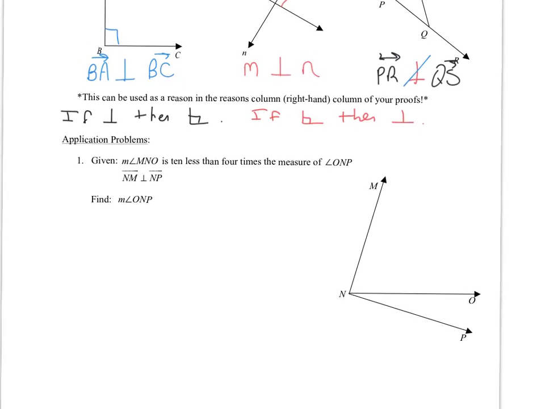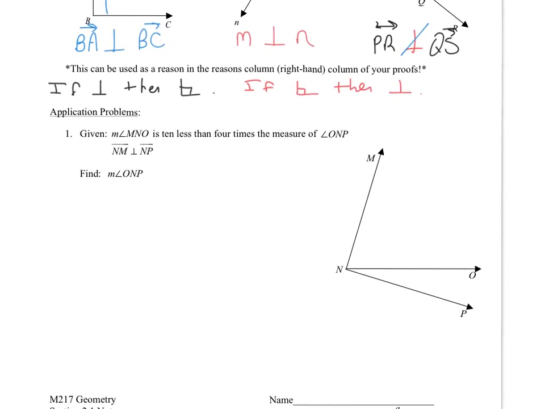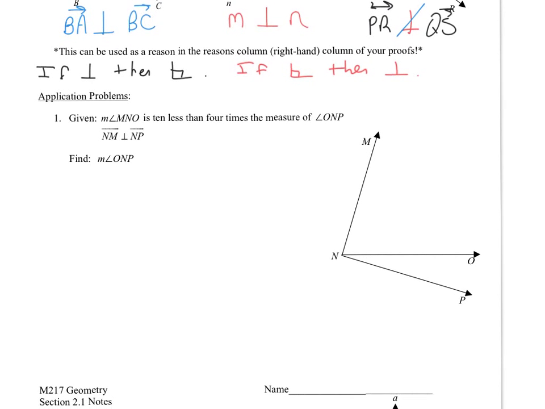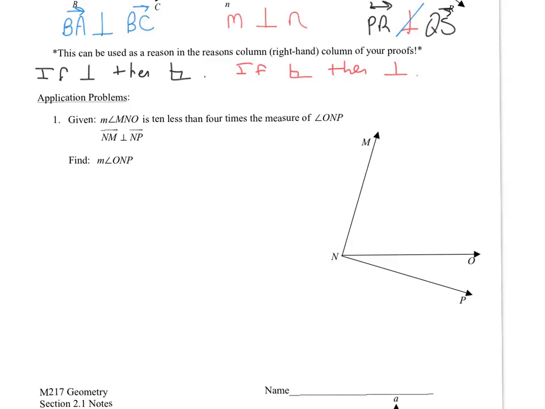So some problems here. Given that the measure of angle MNO is 10 less than 4 times the measure of ONP. We're also given that NM is perpendicular to NP. Perpendicularity is going to imply that there is a 90-degree angle. So MN being perpendicular to NP puts a right angle right here. So now we know that these two angles in the picture, which are clearly different, are going to add up to 90 degrees.